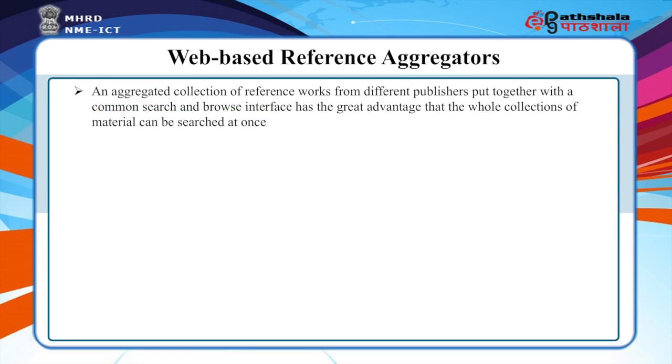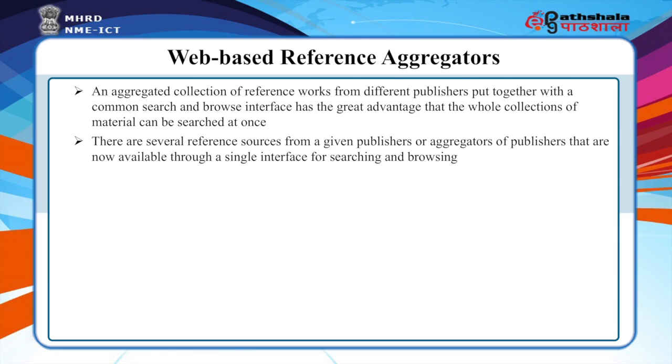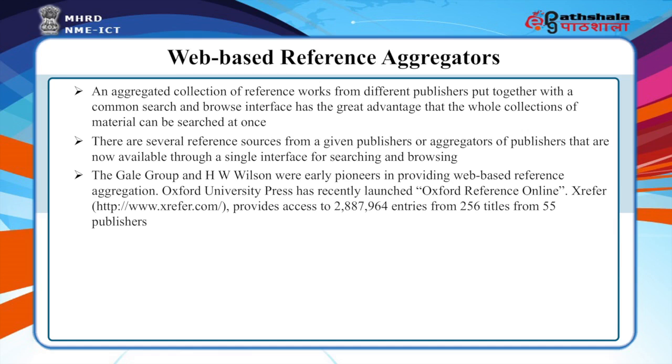An aggregated collection of reference works from different publishers put together with a common search and browse interface has the great advantage that the whole collection of material can be searched at once. There are several reference sources from a given publisher or aggregators of publishers that are now available through a single interface for searching and browsing. The Gale Group and H.W. Wilson were early pioneers in providing web-based reference aggregation.